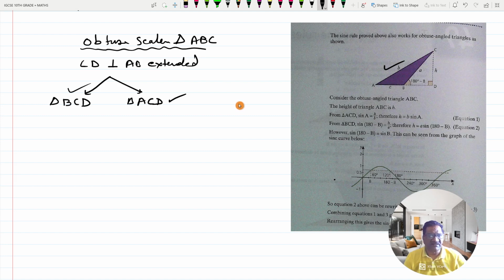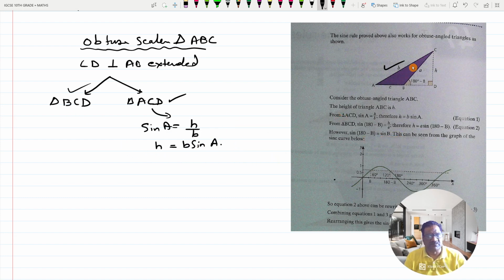Now, by the trigonometry of right angle triangle, assume that you are onto this bigger triangle ACD. What will be your sine A? Sine A will be equal to opposite, that is H, upon hypotenuse, that is AC, or you can say B. So can I write this as H upon B? Now if I rearrange this, I can write H equal to B sine A. I get H equal to B sine A.